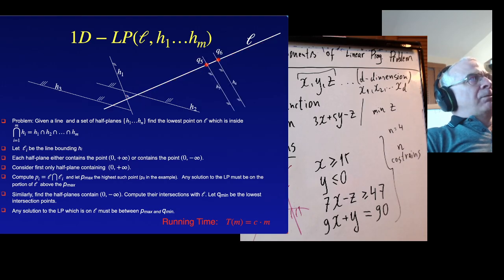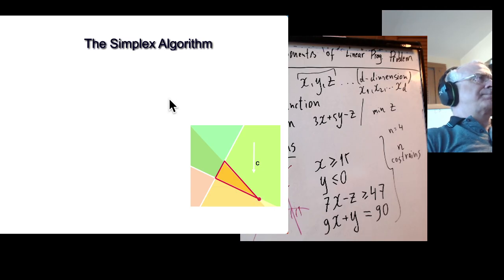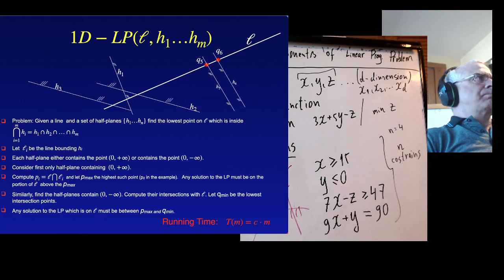Analogously, I'm now looking at the half planes that look downward. Look at the intersection of the lines bounding these half planes with L, call them Q5 and Q6. Which one of them is more important? The lowermost one, the one with the minimum. I will look at the minimum out of all the half planes and say my solution must be somewhere in the intersection.